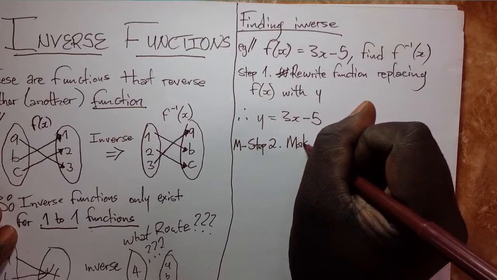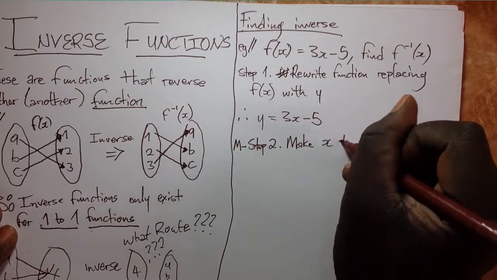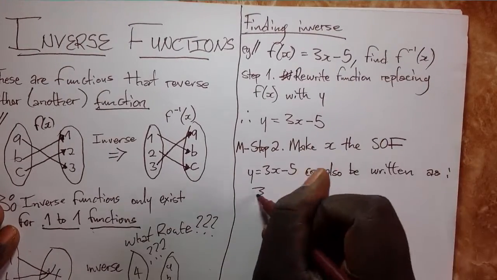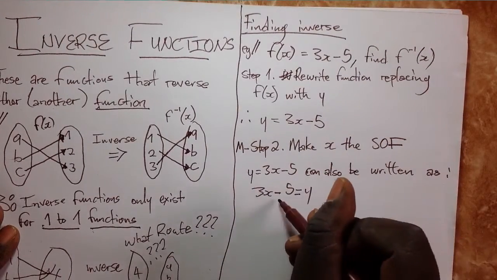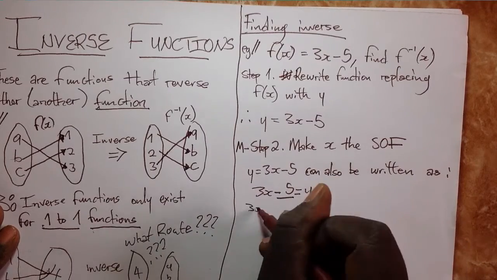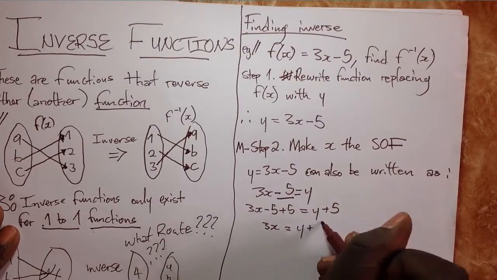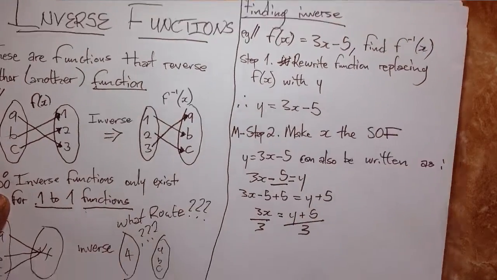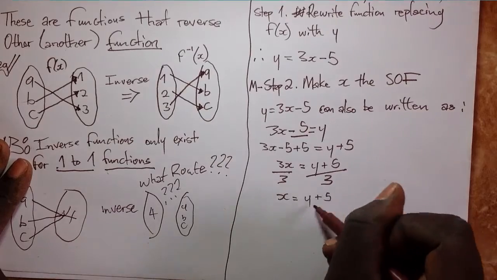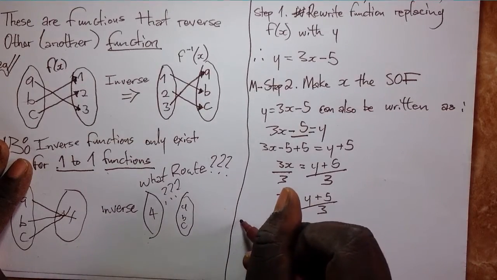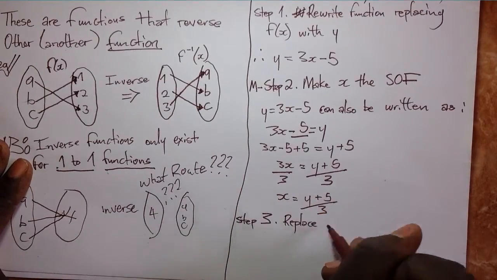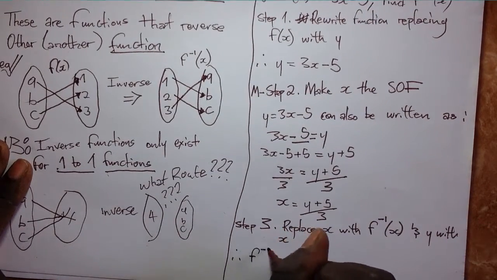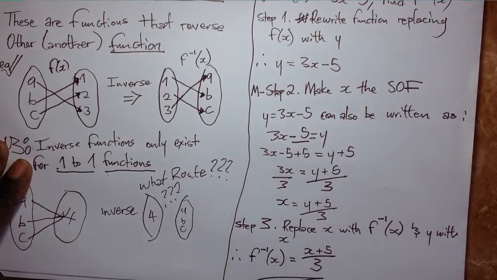So my next step is making x the subject of the formula. y is equal to 3x minus 5 can also be written as 3x minus 5 is equal to y. So we add 5 on both sides, and we get 3x is equal to y plus 5. Now we can divide both sides by 3, and we get x is equal to (y plus 5) over 3. The next step here is replacing x with the inverse and y with x. So this gives us the inverse of the function, f inverse of x, is equal to (x plus 5) over 3.